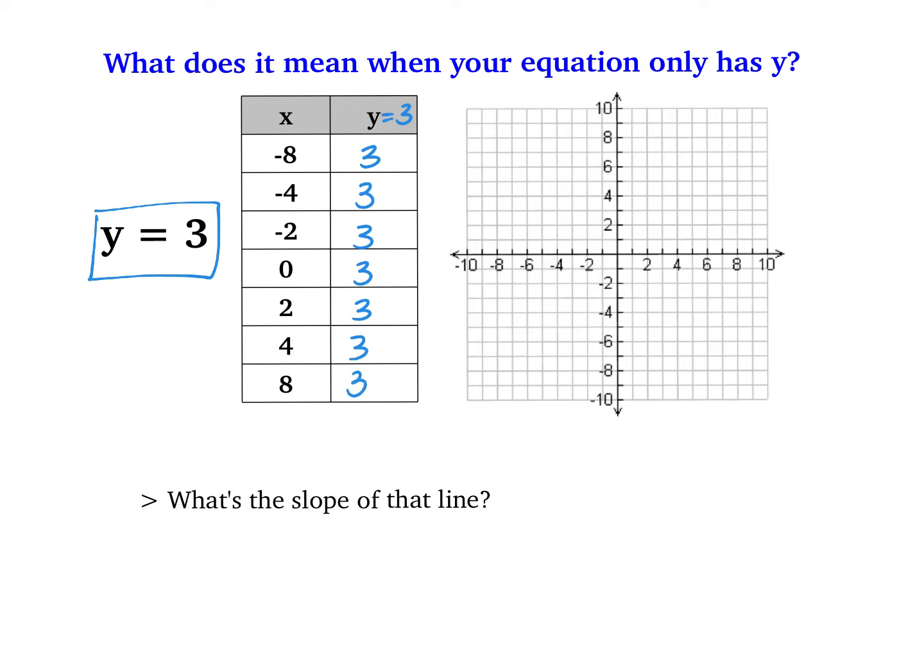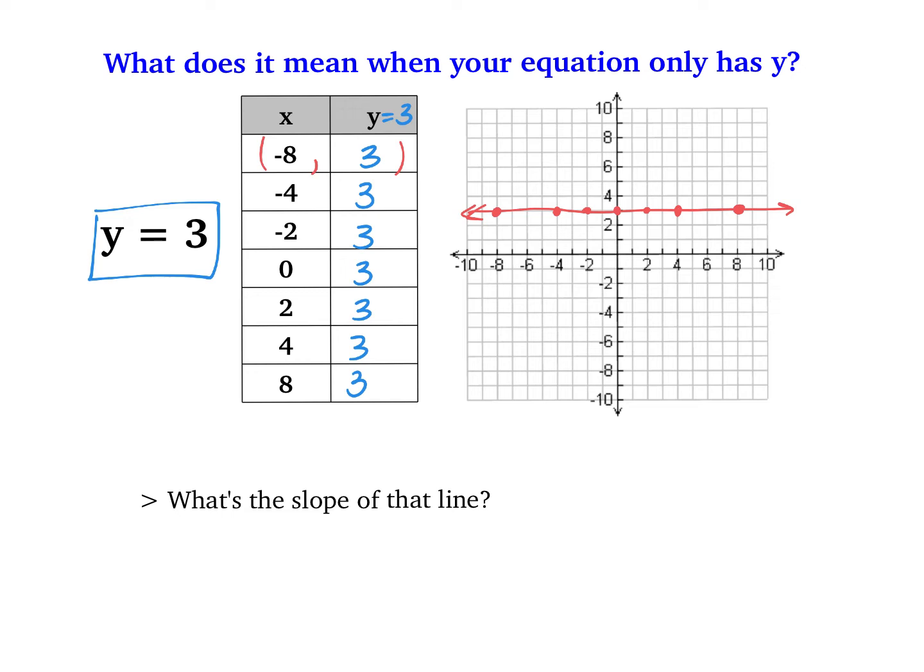If we think about what that would look like as a graph, I'm going to take these and graph them as points, my x value and my y value. So if x is -8, y is up at 3. If x is -4, y is still at 3. And just graphing each of these points, we can see that if we were to connect these, we would get a flat horizontal line.